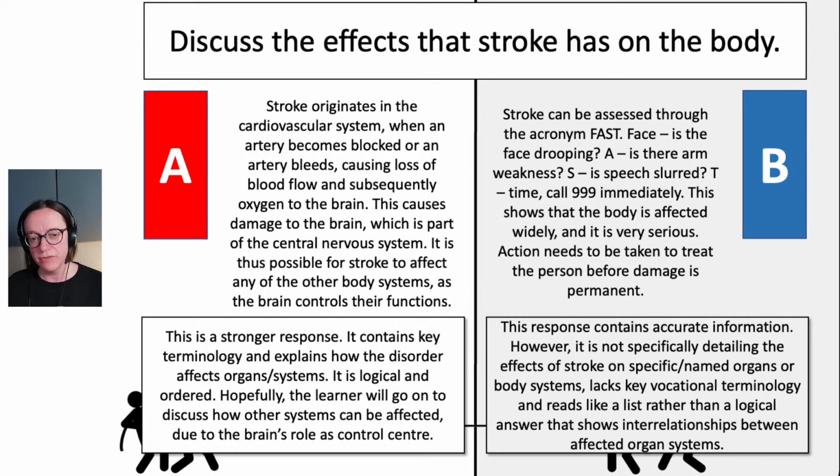It's lacking some key vocational terminology. And again, it's more like a bulleted list, isn't it, than a logical answer that shows interrelationships between affected body systems. And that's the key, isn't it, to these questions, is having a logical answer that shows those interrelationships, because remember AO3 is make connections.